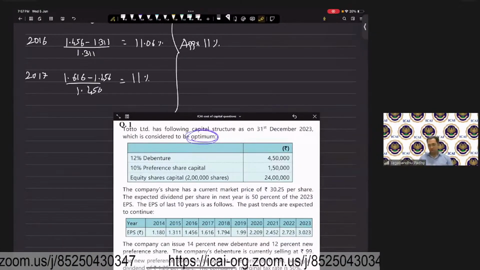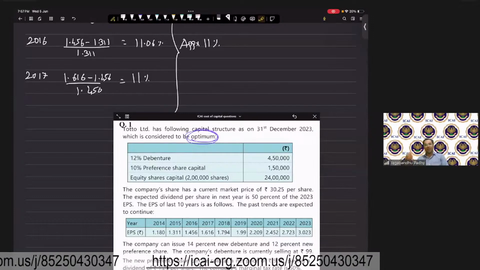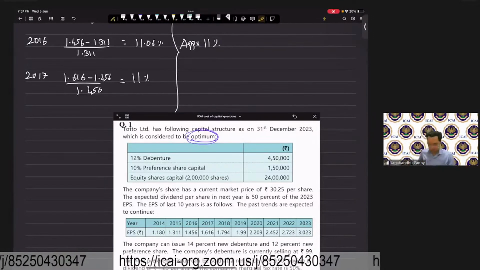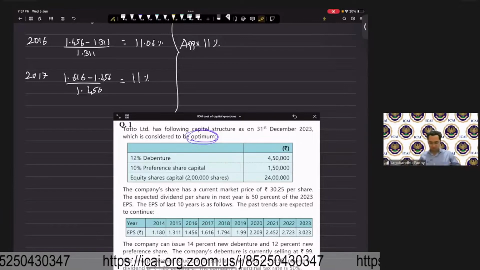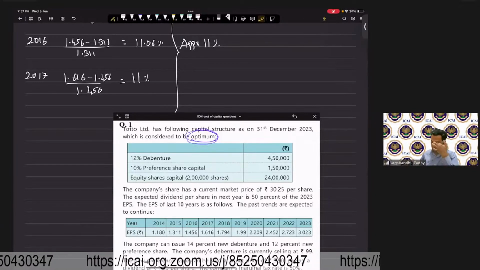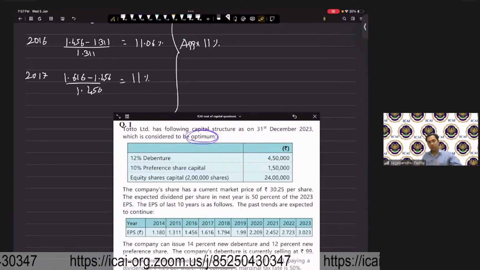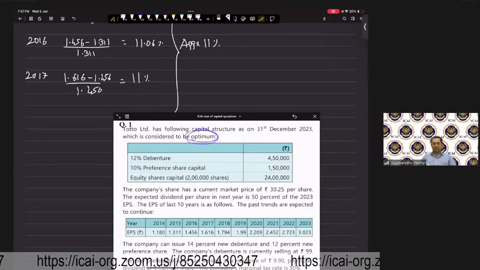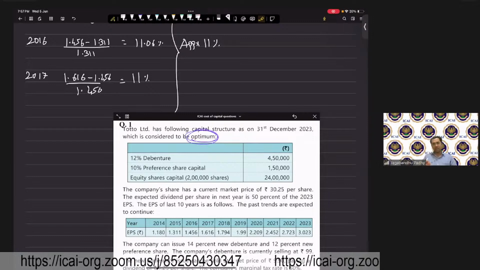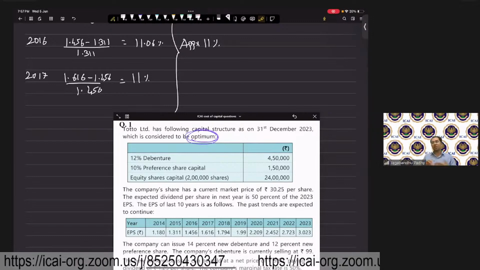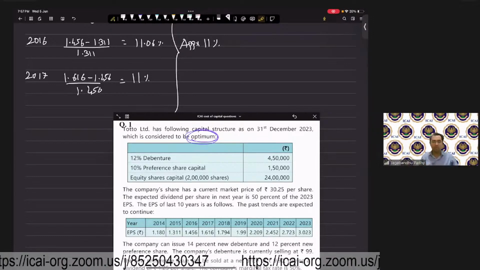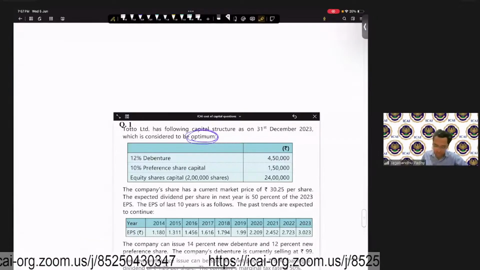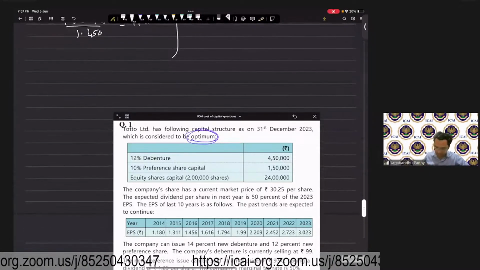I'm not going to alter this proportion of debt, equity, and preference share. So any new capital that I raise is supposed to be in this same pattern. If it is not in this same weightage, then the capital structure will get altered and no more remains the optimum capital structure. So the new capital has to be raised in this weightage itself.